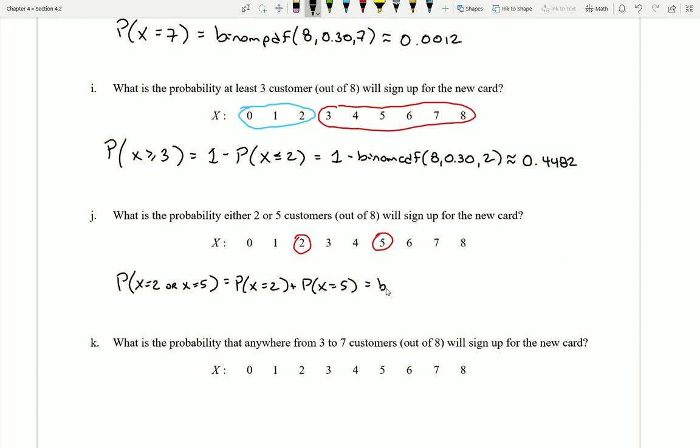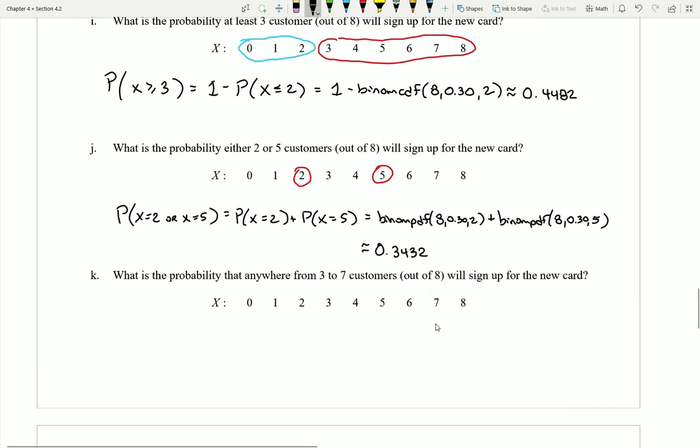That means I'm going to have to do 2 binom PDFs. So the first one would be a binom PDF with a 2. And I would add to that a binom PDF with the number 5. When I add those two together, I end up with a total value of 0.3432. And I'm good to go.